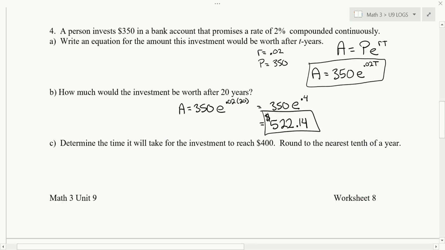And then part C asks to determine the time it will take for the investment to reach $400. Round the year to the nearest tenth. So here we're given our principal, not principal, that's the amount that we want. Principal is still 350. So if we want our value to go up to 400, we invest 350, so we want to make 50 bucks. So we want to solve for t here.